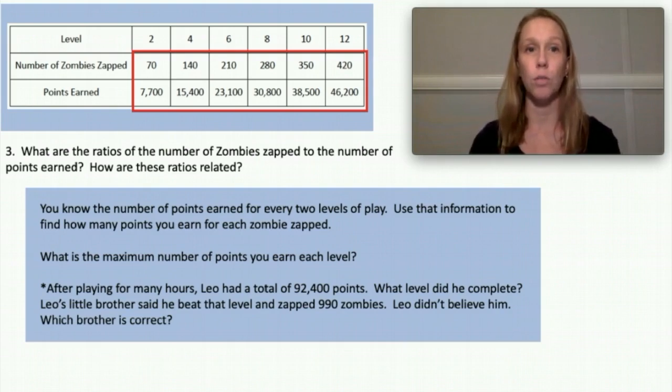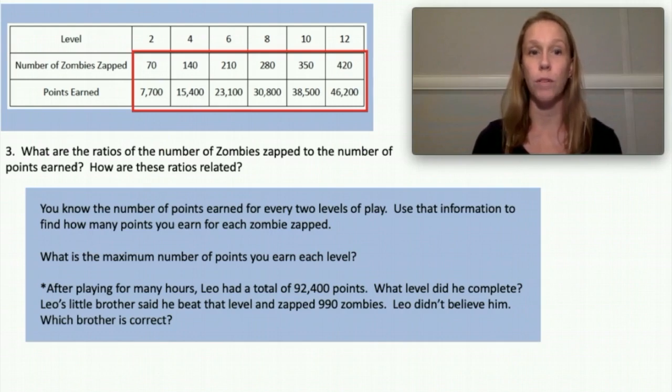If I look at those and do some division, I'm going to figure out that it's 110 points for every zombie zapped, and it's 3,850 points per level. And I can simply divide those numbers in the table to figure that out.